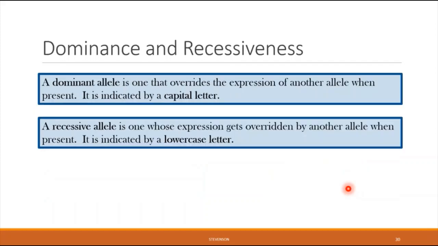Well, it's because certain alleles are dominant while others are recessive. A dominant allele is one that overrides the expression of another allele when they are present together. And by convention, the dominant alleles are usually indicated with a capital letter. On the other hand, a recessive allele is one whose expression is overridden by another allele when they are present together in combination, and we indicate recessive alleles using a lowercase letter.